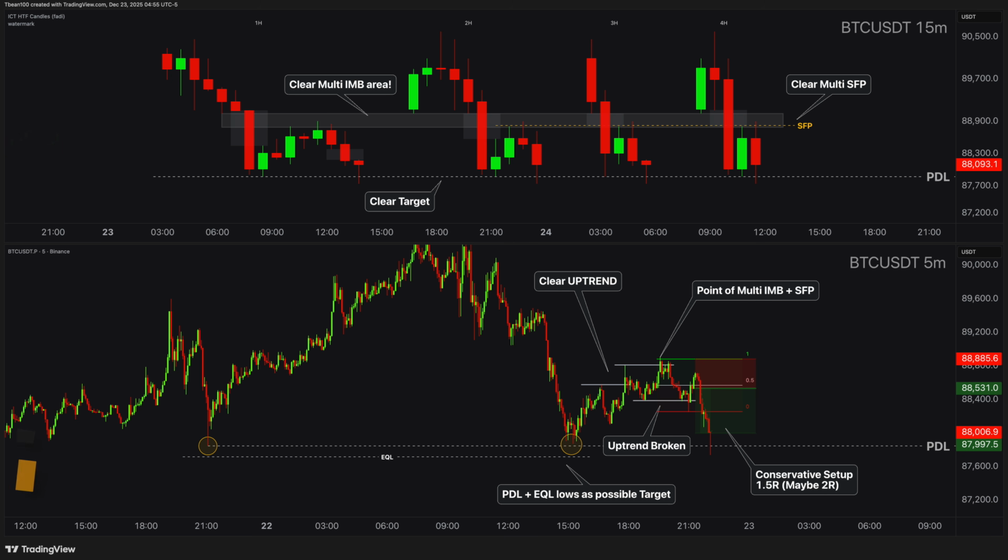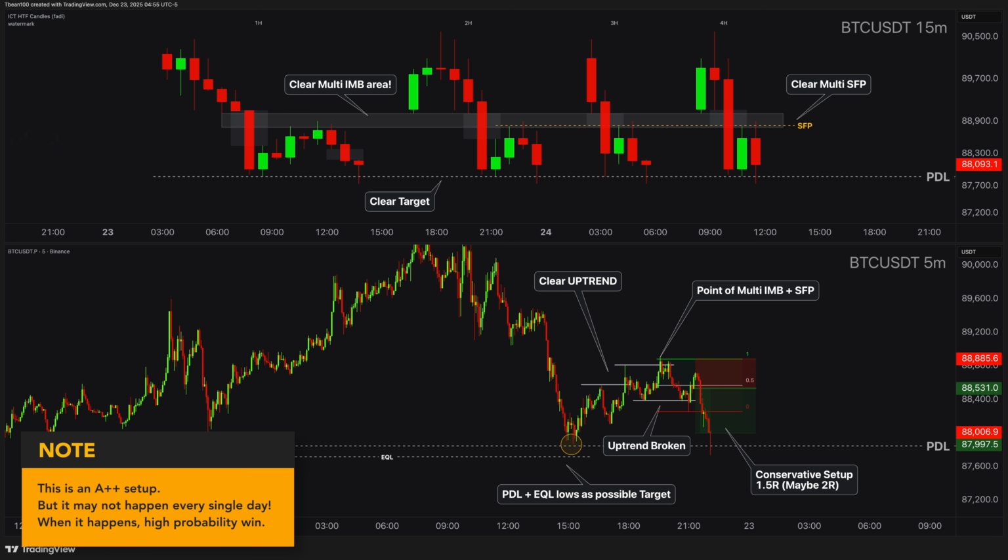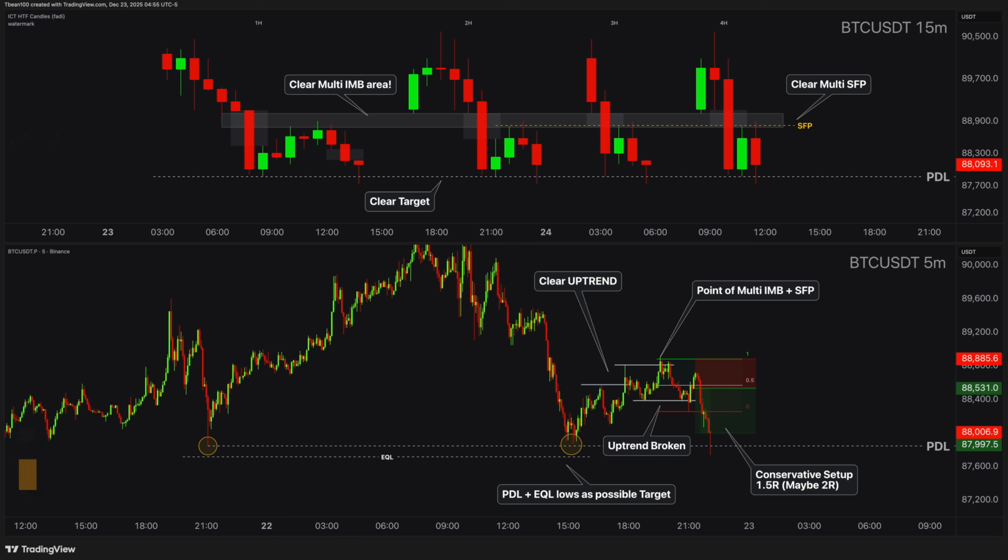Even though I absolutely love this setup and trust it a lot, the main issue is this setup does not happen every single day, unfortunately. In fact, over this recent month, we have only seen a few truly great setups like this one overall.